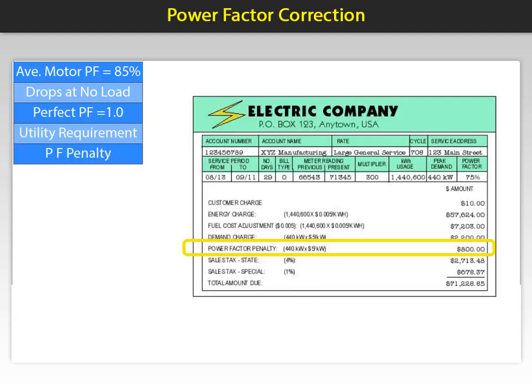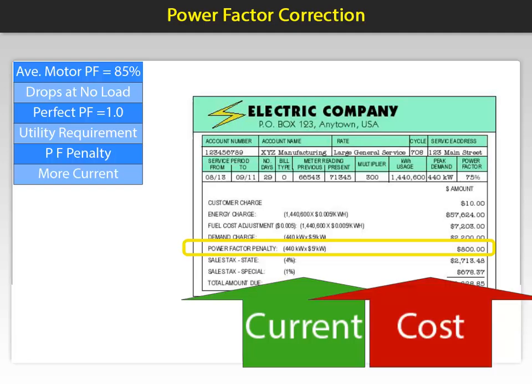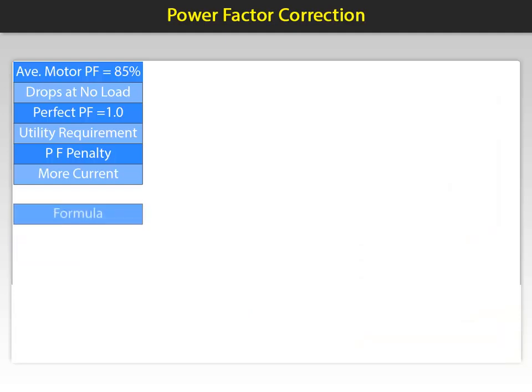Here is why it matters to the utility. A low power factor means more current is needed to deliver the same amount of power, causing inefficiencies in the power grid and higher costs for the utility. Let's see how the power factor is determined.